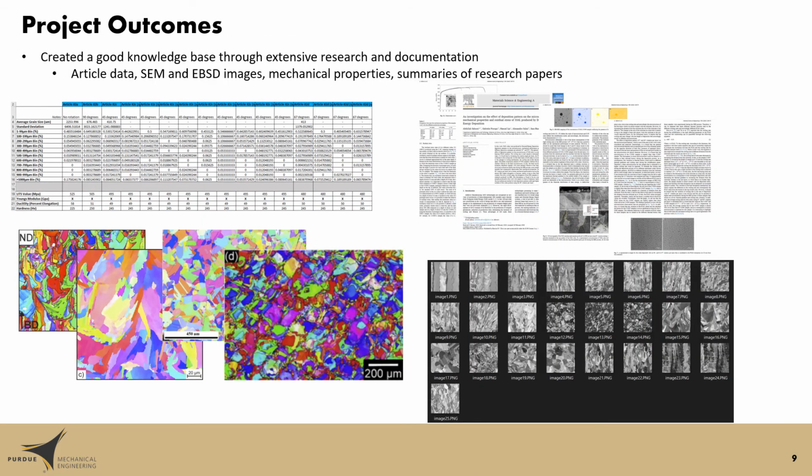So from this project, we had a couple outcomes, including that we were able to amass a good amount of data from the research articles which we pulled from, including EBSD and SEM images, as well as the microstructure mechanical property data which is associated with these images. And we were also able to summarize these research papers and conduct extensive research as well as documentation on our process for future work.